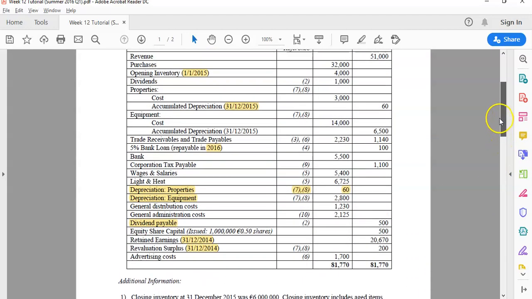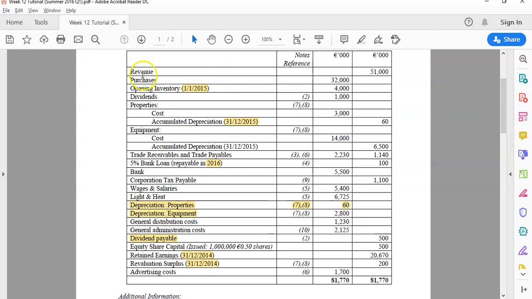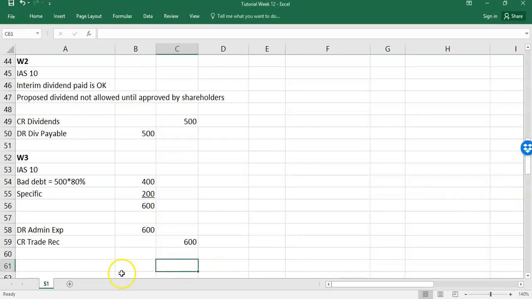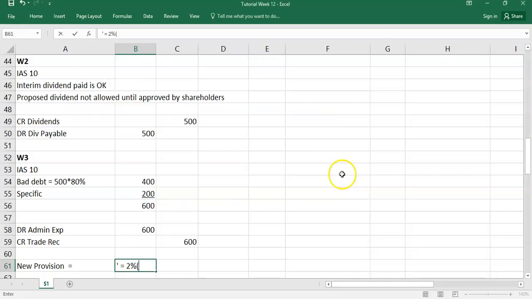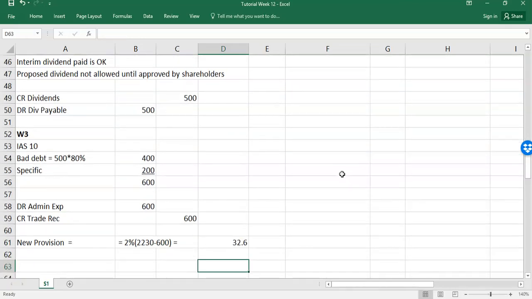So if we go back and look here, we're just checking, is there any opening trade receivable provision? Because if there is, we have to recognize a movement, but there doesn't appear to be. So you're going to create a new provision, and it's going to be 2%. Be careful now. The trade receivable in the trial balance is 2230 minus 600. You always take off the bad debt before you get the provision. And that will be 32.6.